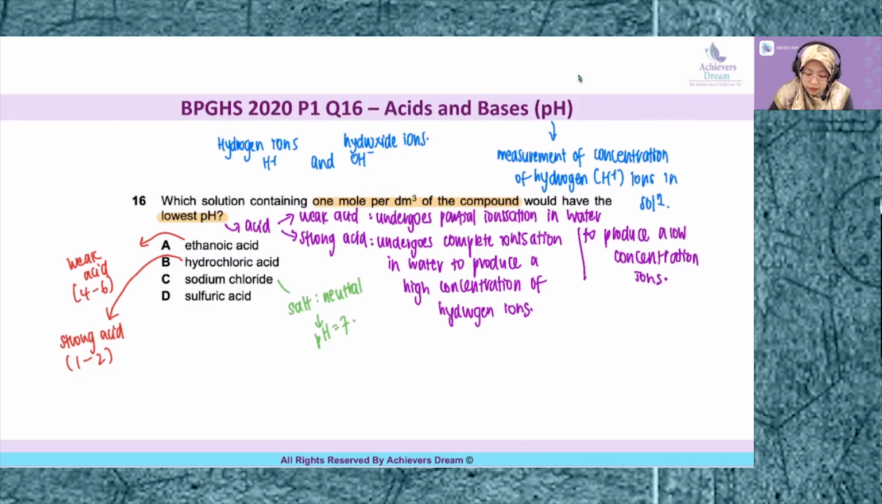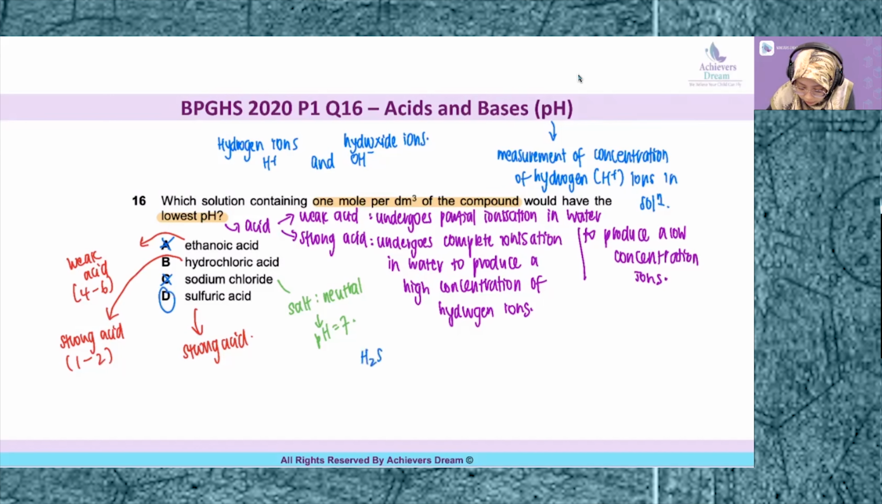Now, sulfuric acid is also a strong acid. So you realize you can actually eliminate a few options, and they are option A, ethanoic acid, which is a weak acid, and option C, sodium chloride, which is a neutral salt. However, between B and D, which will give a lower pH? The answer is D. Why?